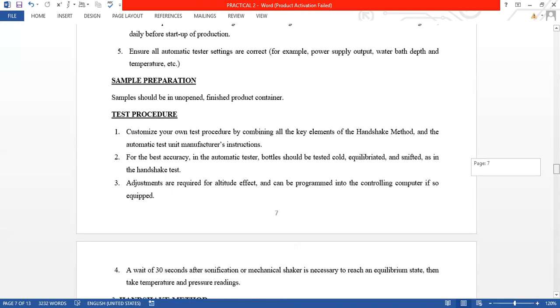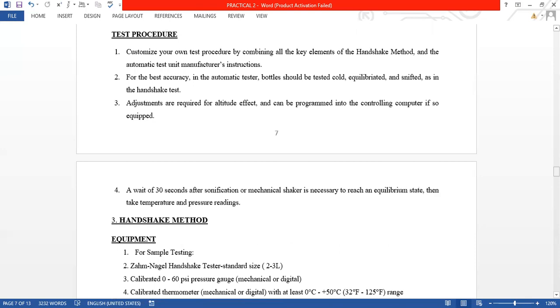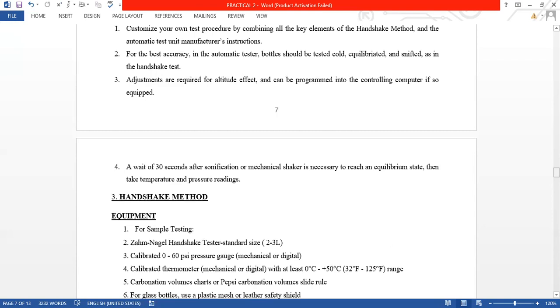Sample preparation: the sample should be an unopened, finished product container. Customize your own test procedure by combining all the key elements by the handshake method and automatic test unit manufacturer instruction. Adjustments are required for the altitude effect and can be programmed into the controlling computer, if so equipped. A wait of 30 seconds after the sonication or mechanical shaker is necessary.